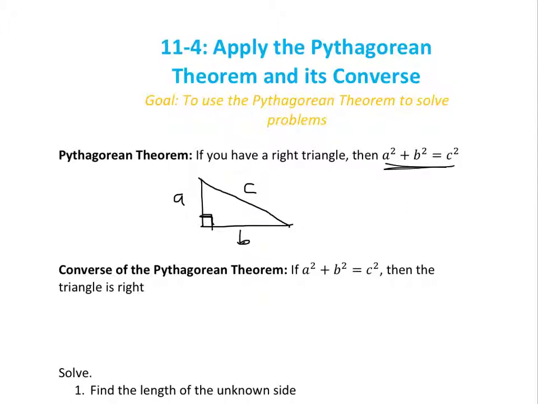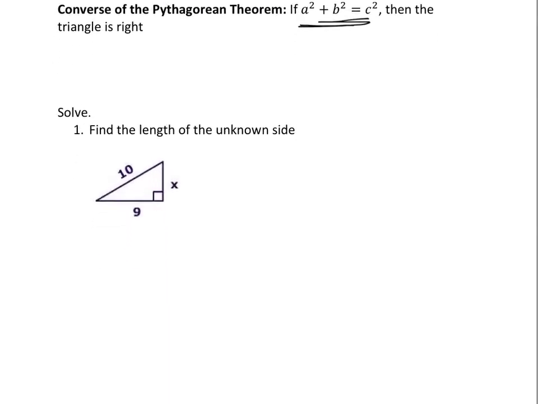Okay, and the converse of that is also true. The converse just means basically the opposite theorem. So if you could show me that a squared plus b squared equals c squared, so the smallest side, the medium side, and the biggest side, then you could tell me that it's a right triangle. Okay, so I'll show you how it's going to apply to the problems.